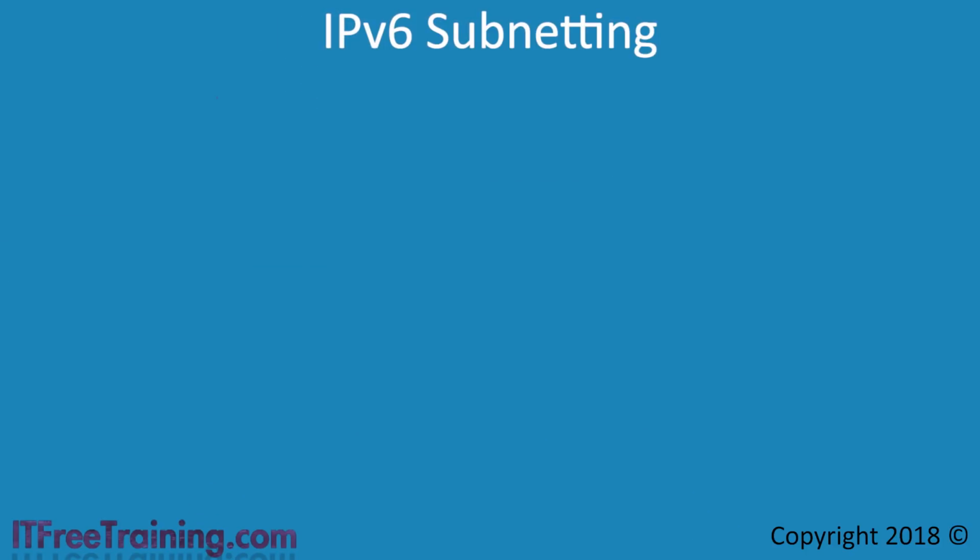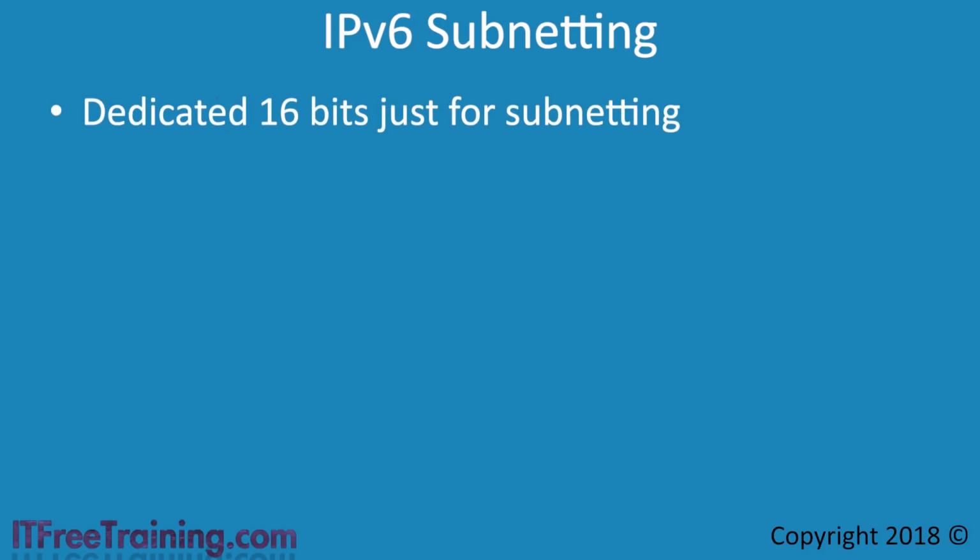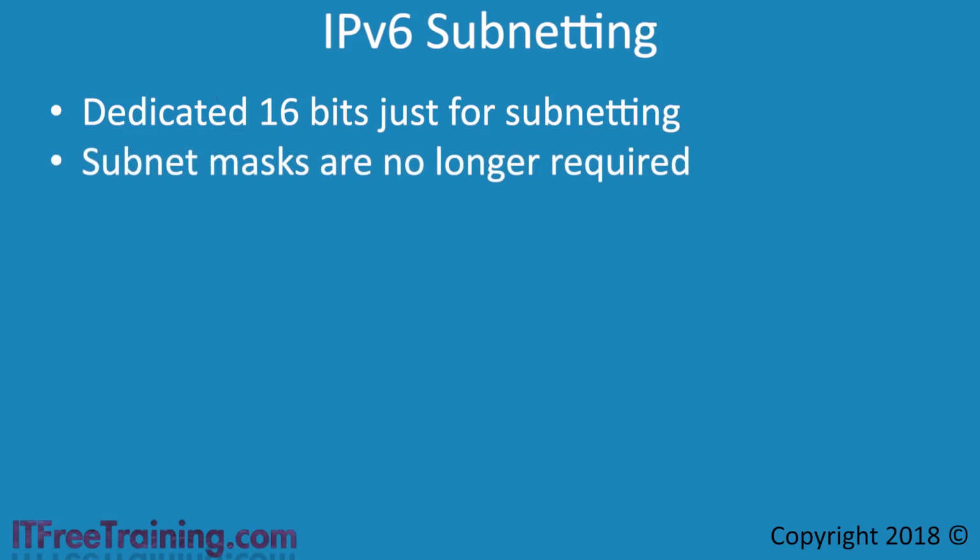The main reason for subnetting in IPv4 was to effectively utilize the small address space as best as possible. IPv6 has a significantly larger address space, and thus 16 bits can be dedicated just for subnetting. This means that subnet masks are no longer required. With IPv4, a subnet mask was required to divide the address into network and host parts. Well, I must say, these bullet points are kind of boring, so let's look at an example instead.